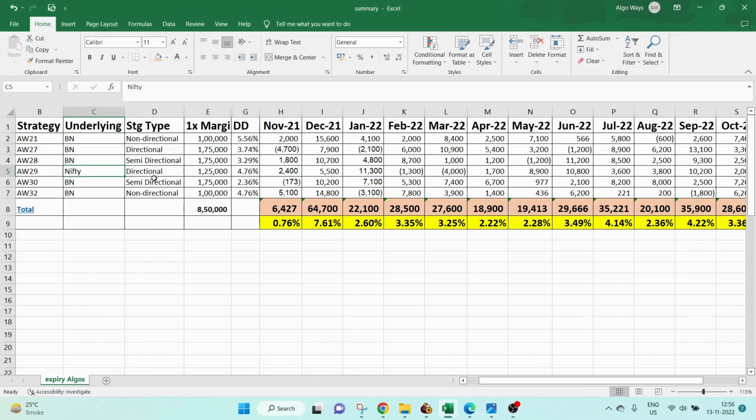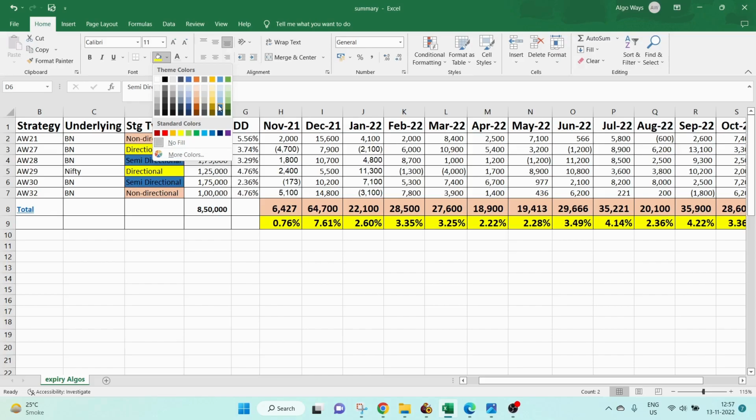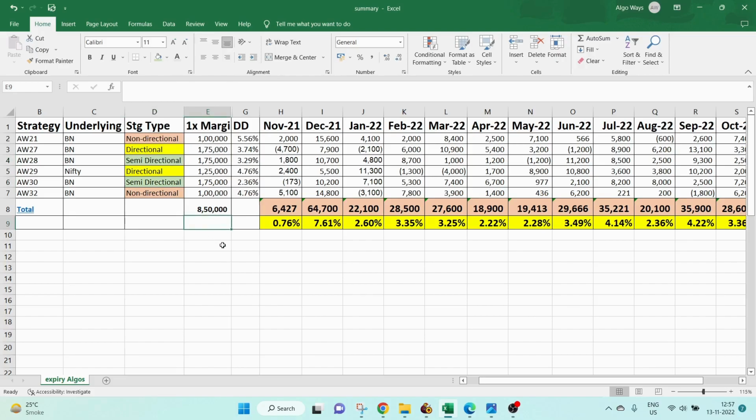Coming to algo type, there are two non-directional algos, the 21 and 32, two directional algos and two semi-directional algos. So it's a well-balanced portfolio to trade on expiry days, so that any kind of market, whether it trends or stays range bound or is a sideways high range volatile market, can be traded by this.